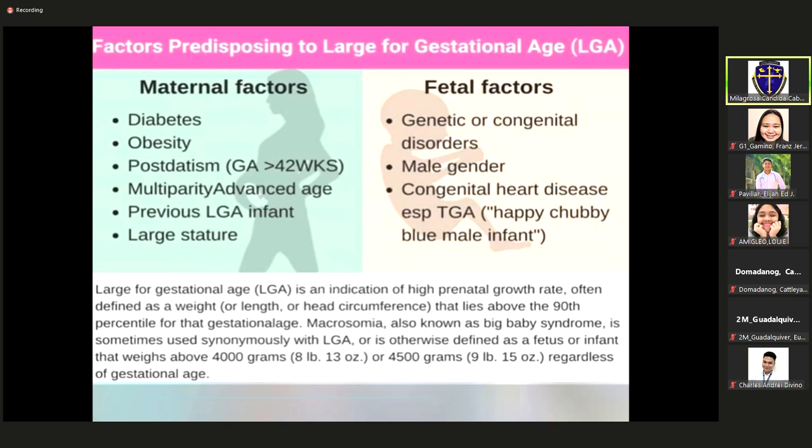So minsan, ang mga LGA babies talaga is not born out of a diabetic mom. It's just so happen na nagkataon ang kanilang genes. No?